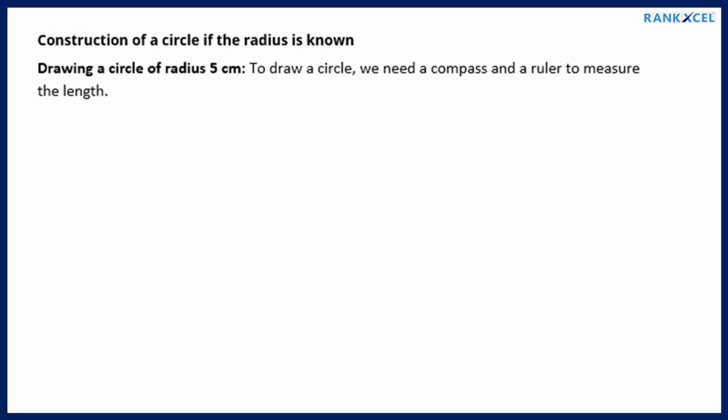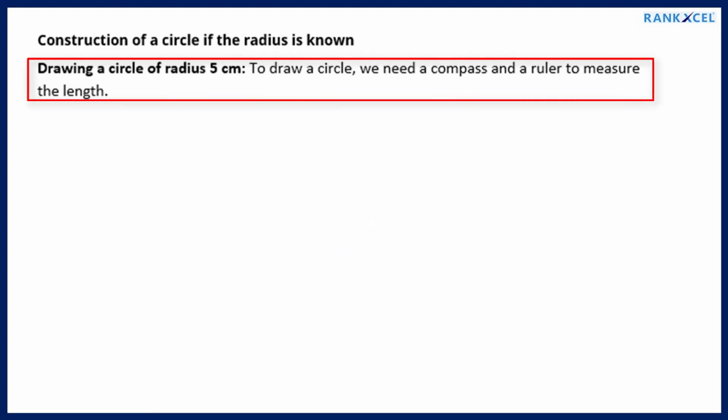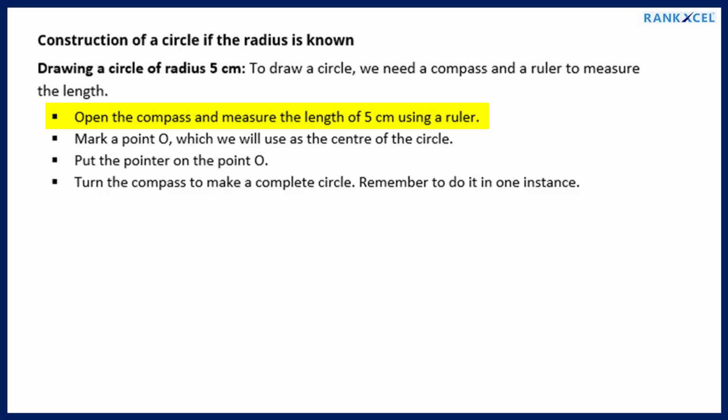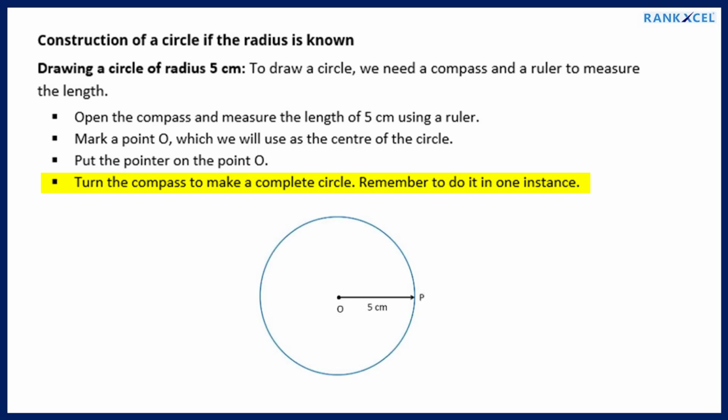Construction of a circle if the radius is known. Drawing a circle of radius 5 centimeters. To draw a circle, we need a compass and a ruler to measure the length. Open the compass and measure the length of 5 centimeters using a ruler. Mark a point O, which we will use as the center of the circle. Put the pointer on the point O. Turn the compass to make a complete circle. Remember to do it in one instance.